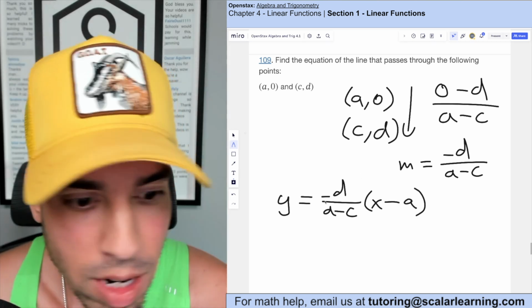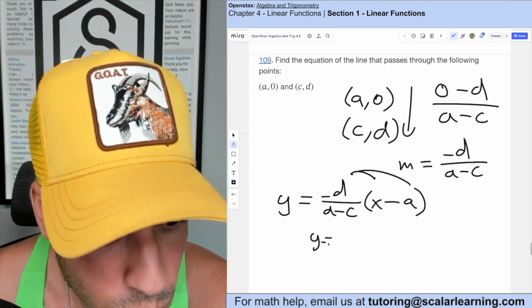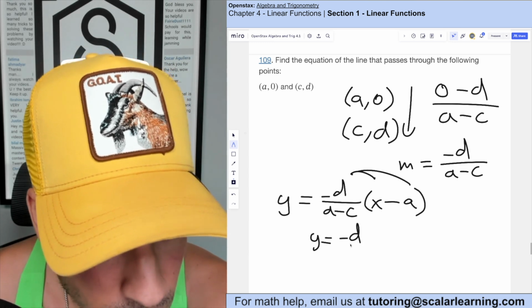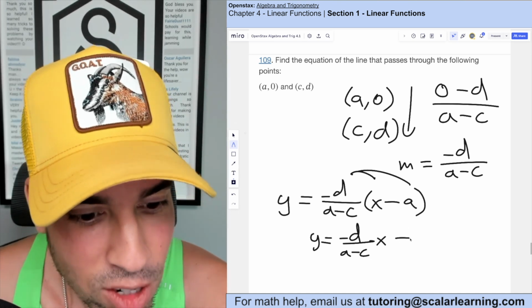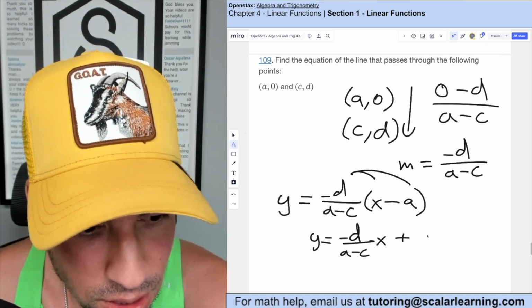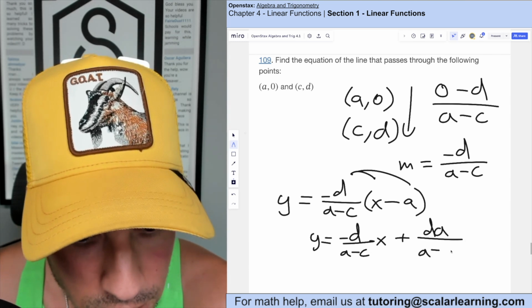is a. Now to get this into final slope-intercept form, we're going to distribute, and I get y equals negative d over a minus c x minus, actually that'll become plus because the negative and the negative cancel out, and then we got d times a over a minus c.